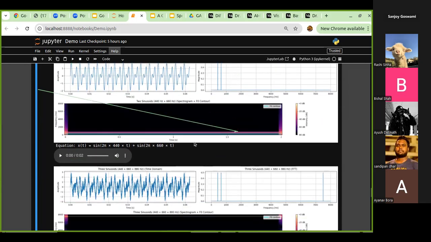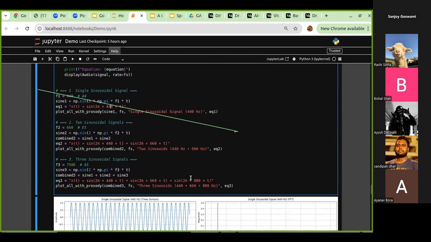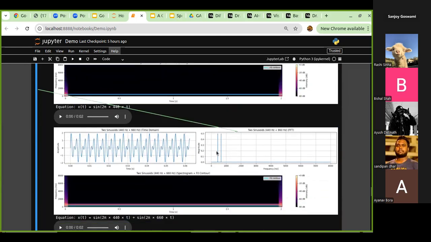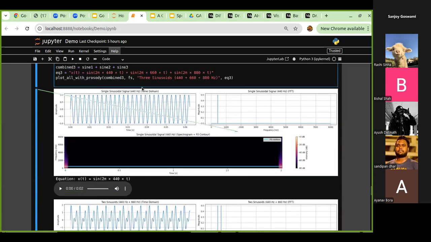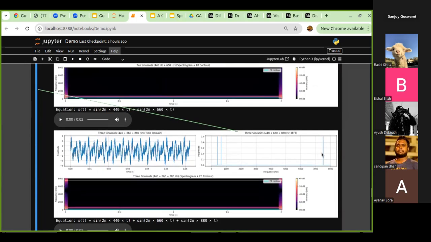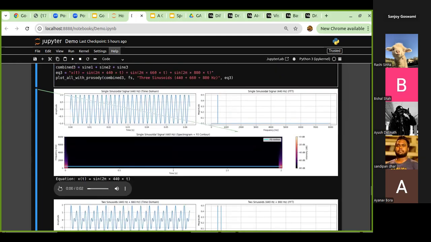When you add more frequencies, like here I have added three signals with different frequencies, 440, 670, and 880, then you see there are two lower frequencies, 440 and 660, and you will get a higher frequency, 880, over here. Okay, so let me again play this sound. So the 450 is, I guess, audible, isn't it?